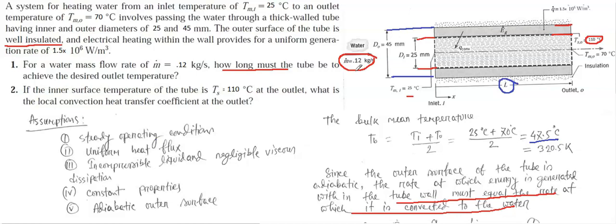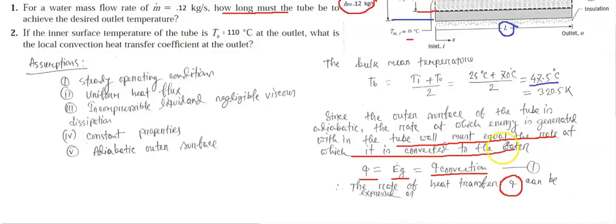So if you see here, we don't know the specific heat. So that means we calculated this bulk mean temperature, and by using this temperature, now we can calculate the Cp. So definitely we need Cp to calculate the mass flow rate. So as I said, we'll do some kind of energy balance here.